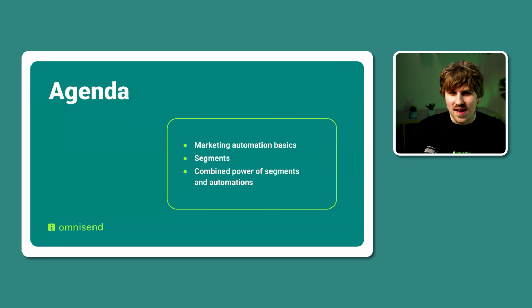So, hi everyone again. For today, we have a very short agenda, even though the slides are not going to be so short. We are going to go through marketing automation basics, segments, and also the combined power of segments and automations. Just a spoiler, I want you to have your Omnisend account open at the end of this webinar because we're going to do a practical exercise. It's going to be a short one, but I hope it will be helpful for you to understand and create automation with a specific segment. So stay tuned also for the giveaway as well.